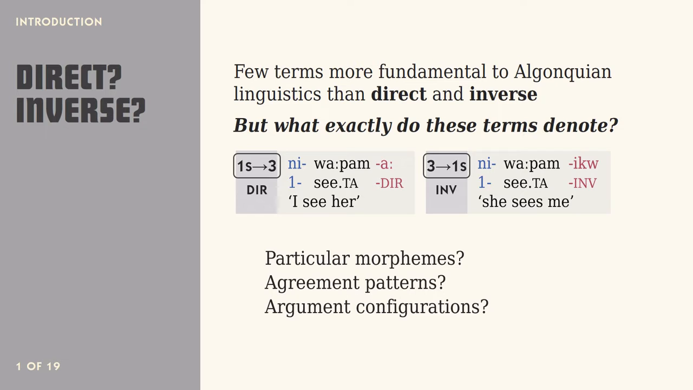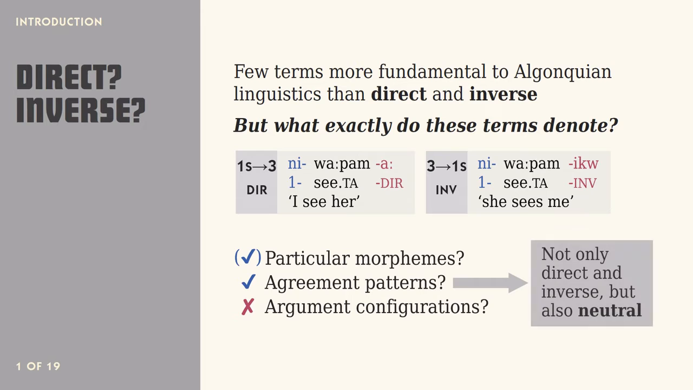I argue in this talk that the terms direct and inverse refer primarily to agreement patterns. They can also be used to denote particular morphemes, but they should not be used to denote particular configurations of arguments. Furthermore, I also argue that in addition to the direct and inverse agreement patterns, we need to recognize the existence of a third agreement pattern for transitive verbs, which is neither direct nor inverse. I'll call this the neutral pattern.